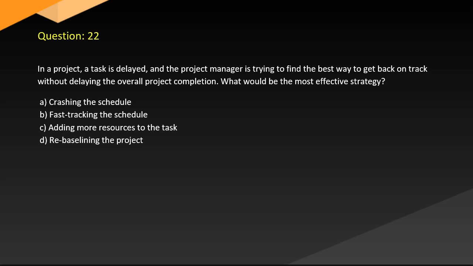Question 22. In a project, a task is delayed and the project manager is trying to find the best way to get back on track without delaying the overall project completion. What would be the most effective strategy? A. Crashing the schedule. B. Fast-tracking the schedule. C. Adding more resources to the task. D. Rebaselining the project.